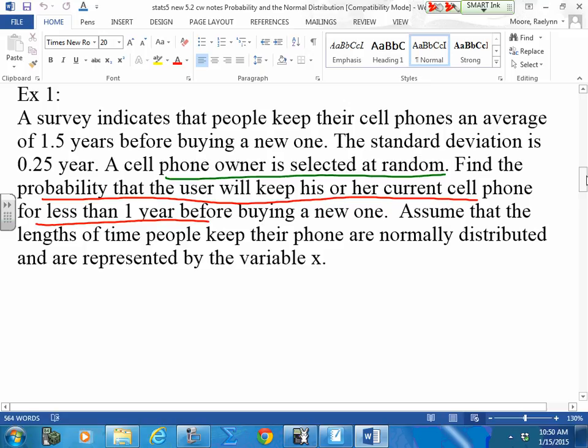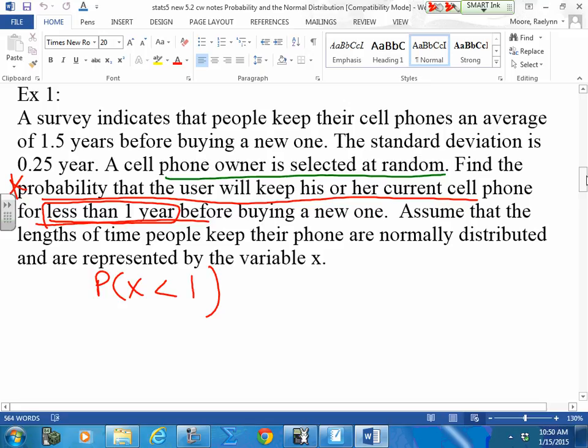Okay, now start with your probability statement. This is what I'm looking for. The probability that X is less than 1. That's my probability statement. That's why I'm doing this whole thing. What is the probability that this cell phone user got rid of their cell phone before the year was up, before it was less than 1 year.